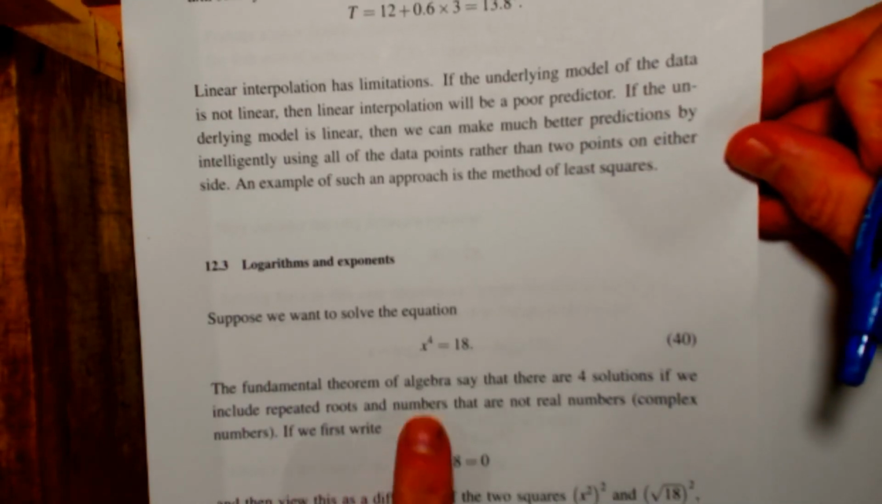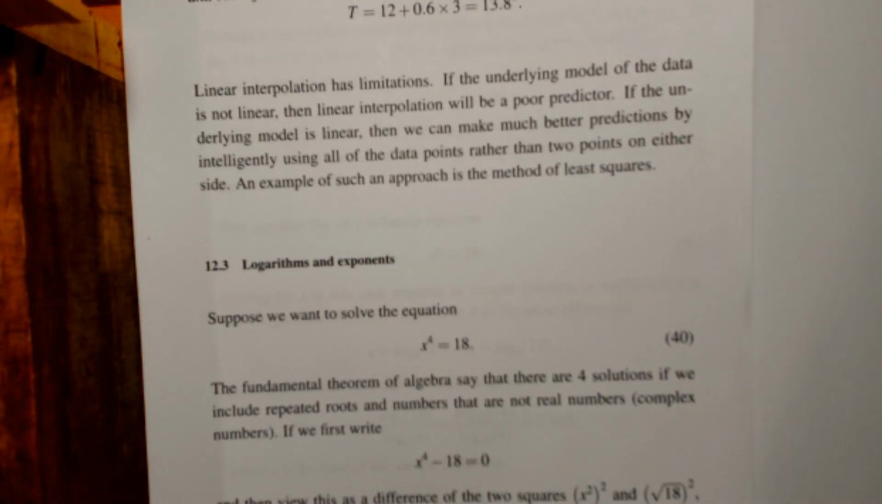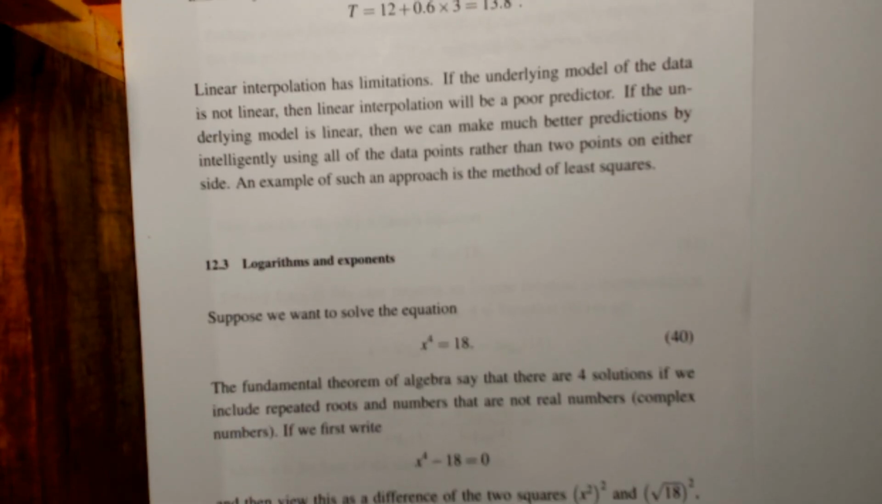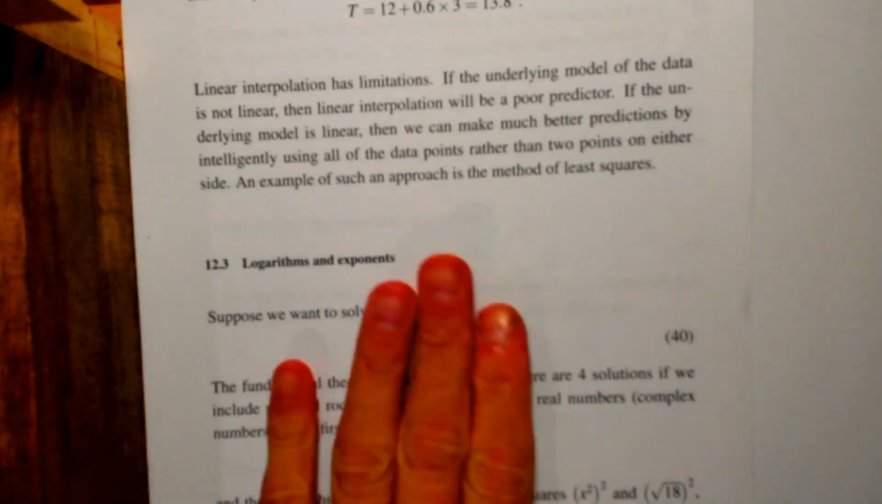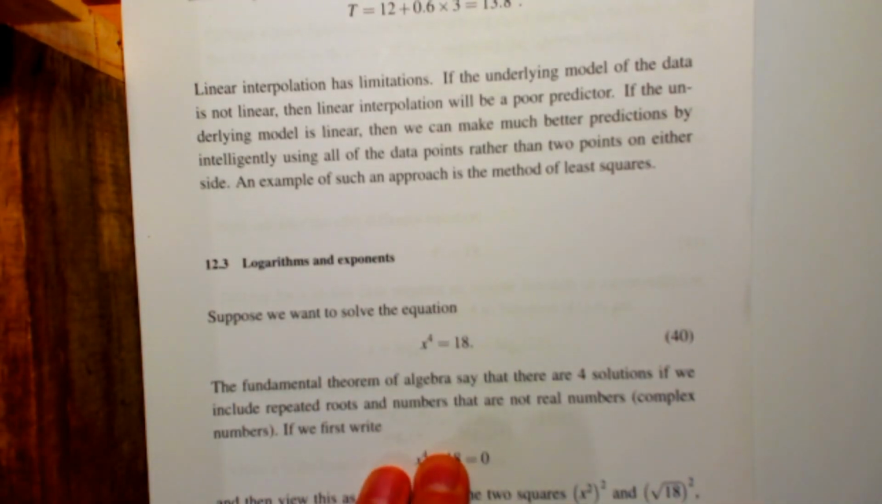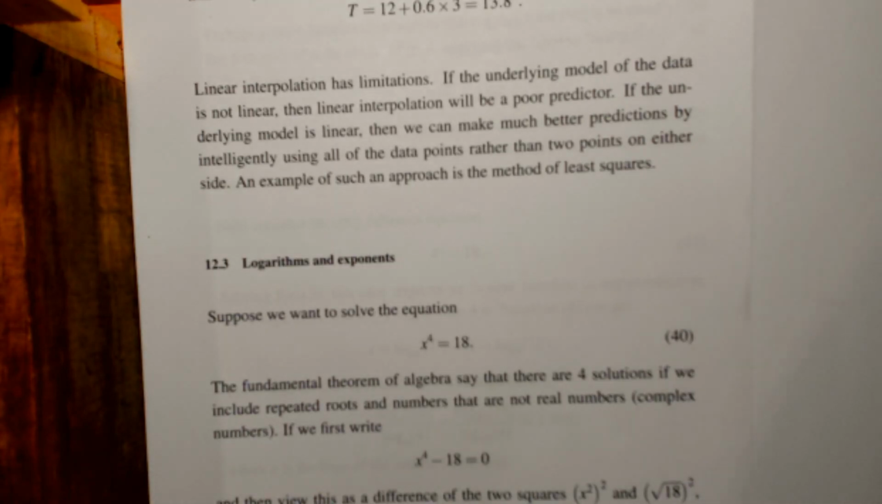Suppose we want to solve the equation x to the 4th is equal to 18. The fundamental theorem of algebra says that there are 4 solutions. Alright, so that's if we include all repeated roots in that count, and we include complex numbers in that count. Okay, so let's have a look at this example. Suppose we want to solve the equation x to the fourth is 18. The fundamental theorem says that there are 4 solutions including repeated roots and complex numbers.